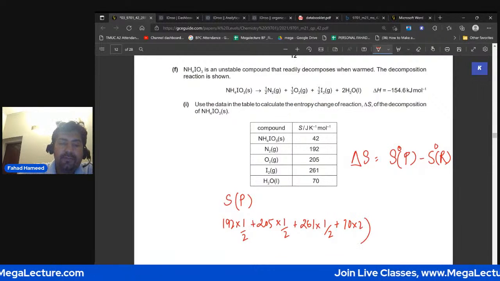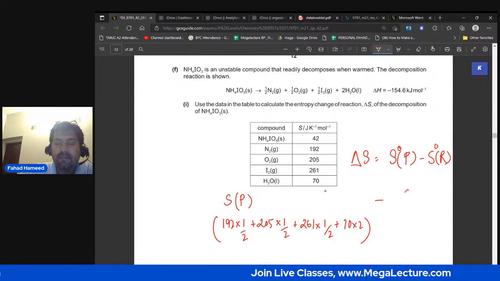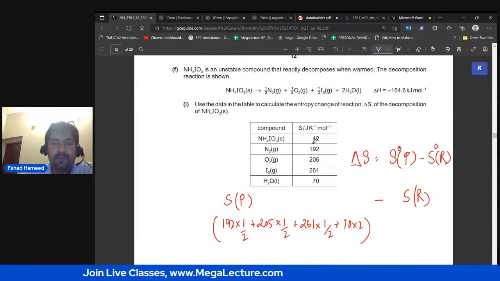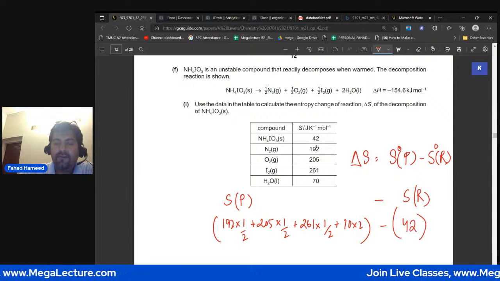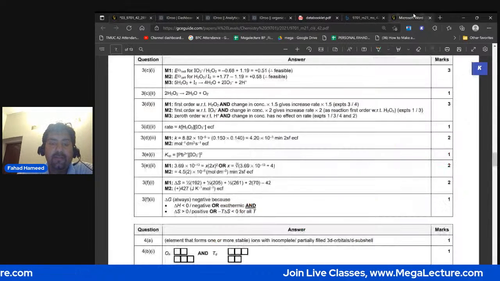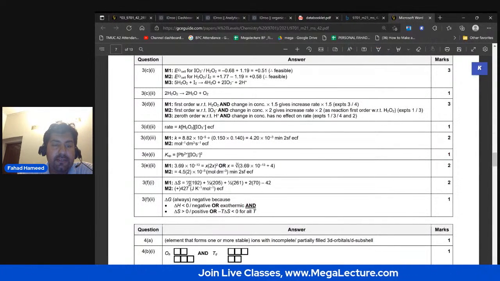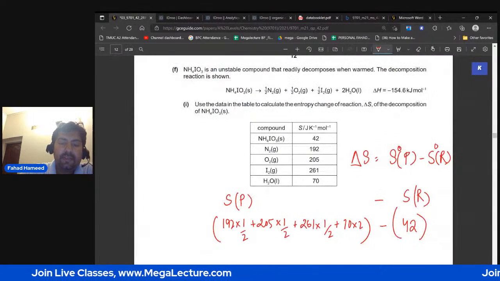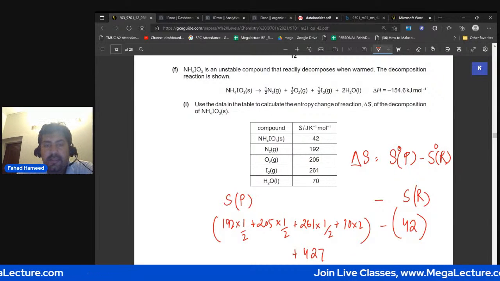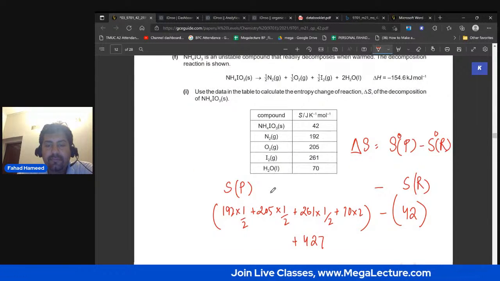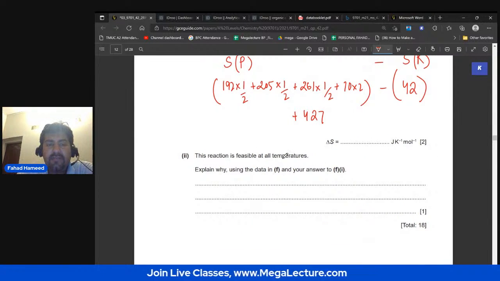So that's your product, and you're going to subtract the entropies of your reactants, which is, there's only one of them, so that's 42. So you subtract 42 from it, and that will give you your answer, which is this one, minus 42. That's 427. So you're getting plus 427 for this.